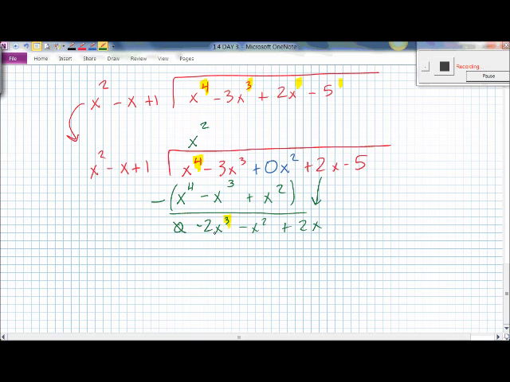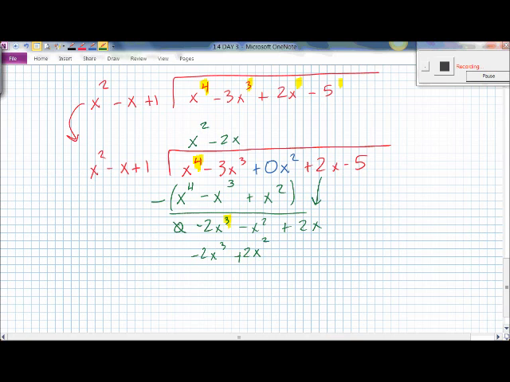So does x squared go into negative 2x to the 3rd? How many times? Negative 2x times. Good. So that gives me negative 2x to the 3rd. What's a negative 2 times a negative x? Negative 2x. Is it positive? Positive 2x squared, right?